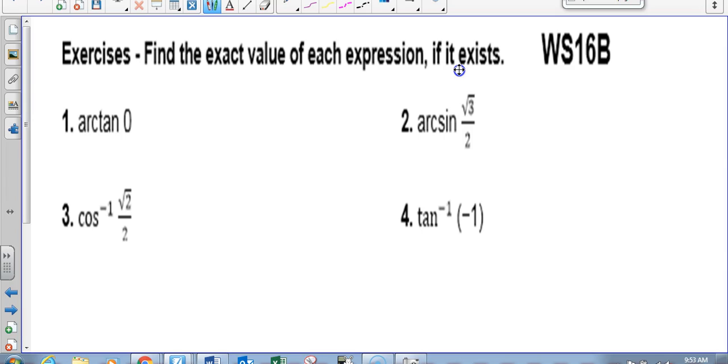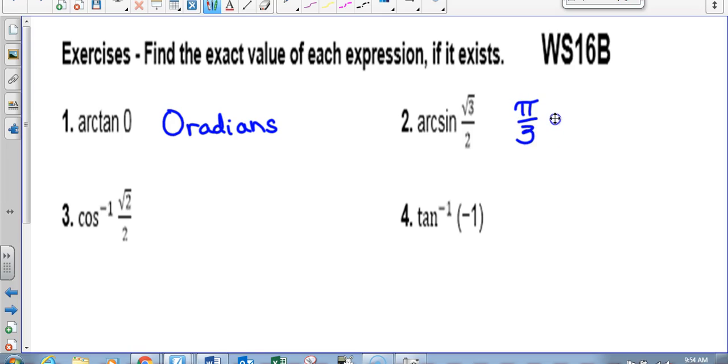Did you already do these yesterday? Okay. Let's do a few more, quickly going through these examples on worksheet 16, side B. Where is the tangent 0? Y over x is 0 at 0 radians. You don't have to write radians. It just helps me realize this was a value and this is an angle, okay? These are all in radians. Where's the sine square root of 3 over 2?